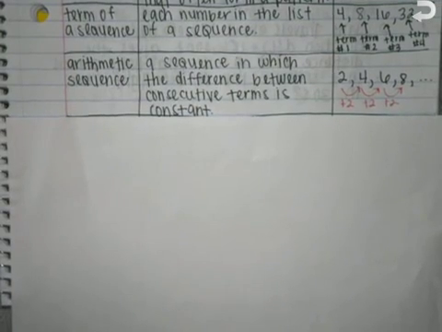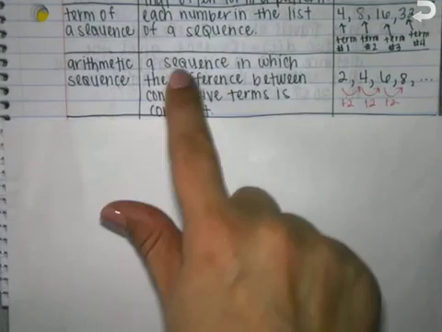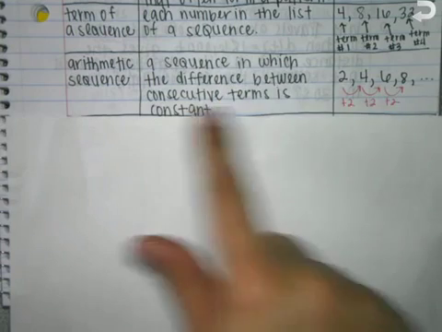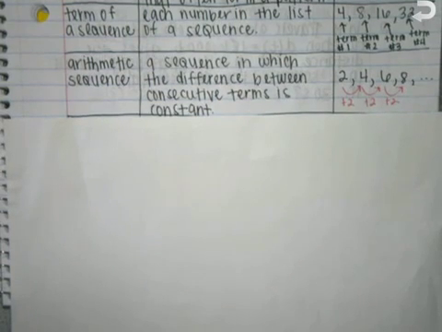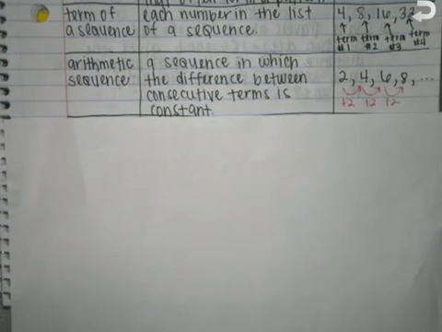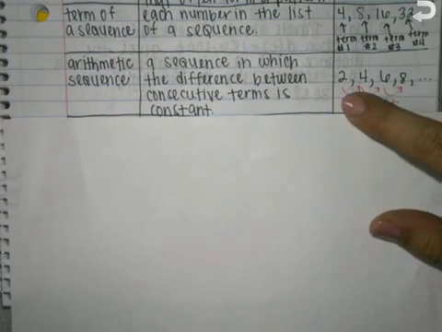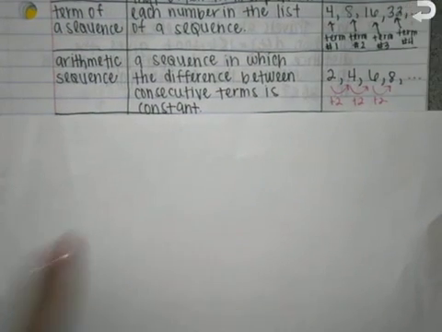Okay, so an arithmetic sequence is a sequence in which the difference between consecutive terms is constant, meaning I add or subtract the same number every single time. Okay, so in the sequence 2, 4, 6, 8, what is my pattern there? Plus 2 every time, so that's what makes it arithmetic.